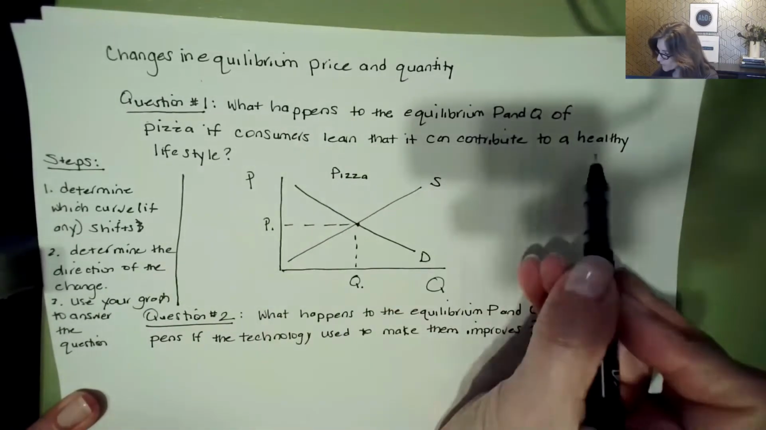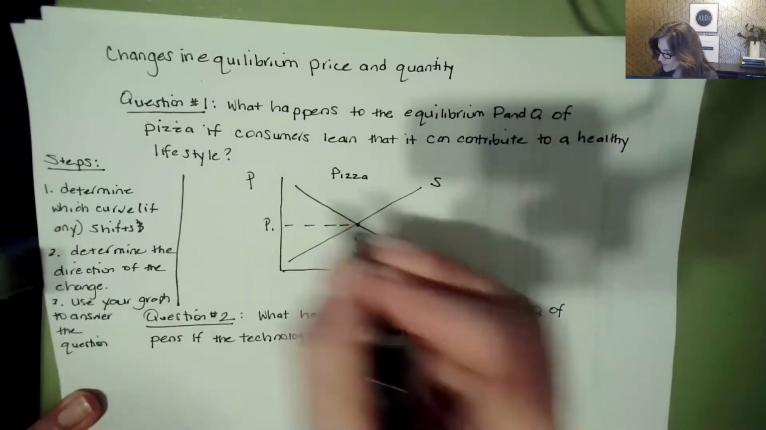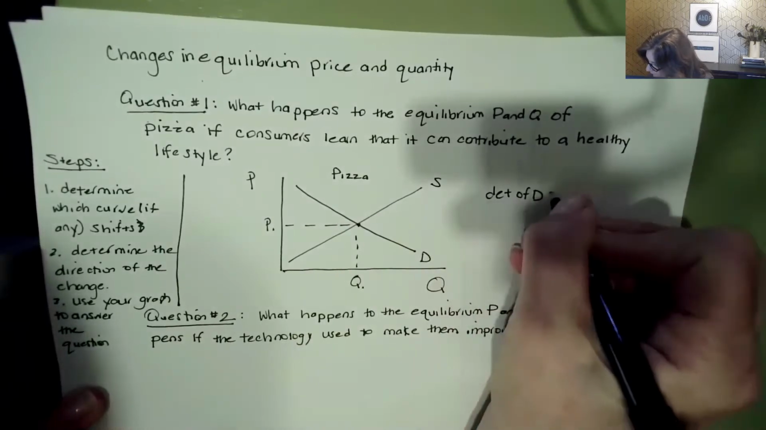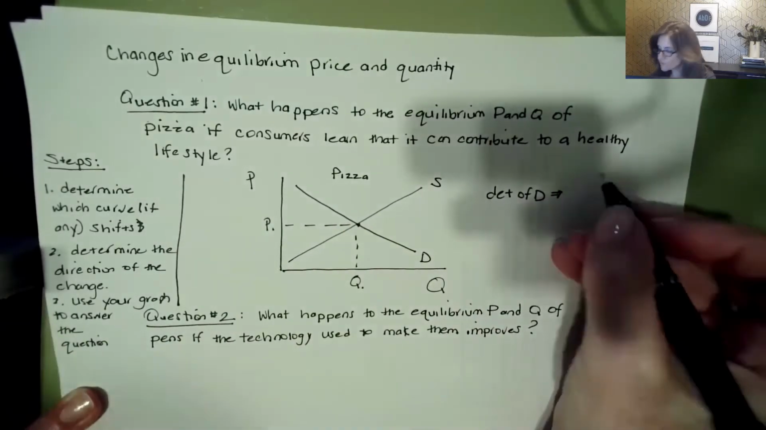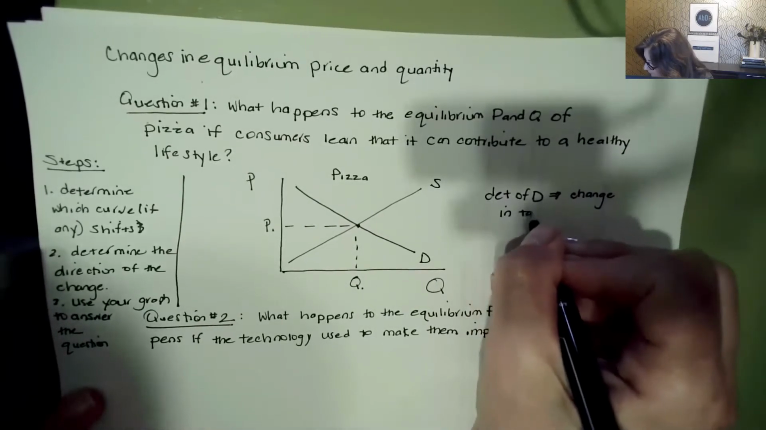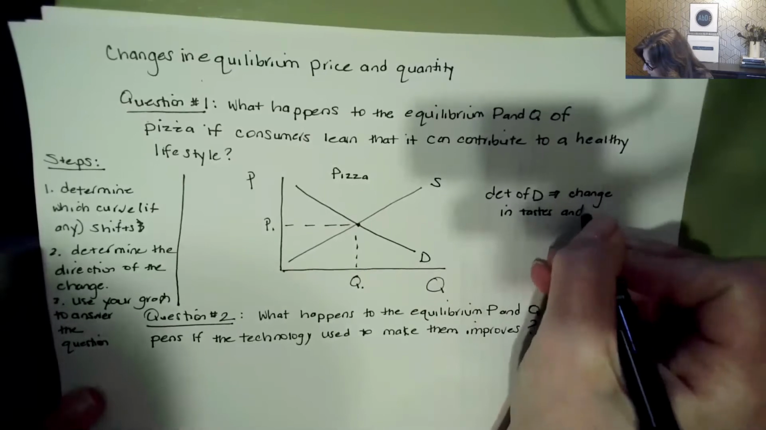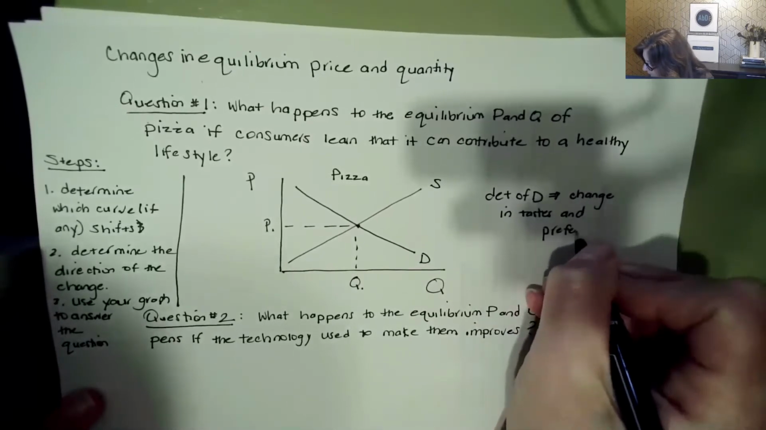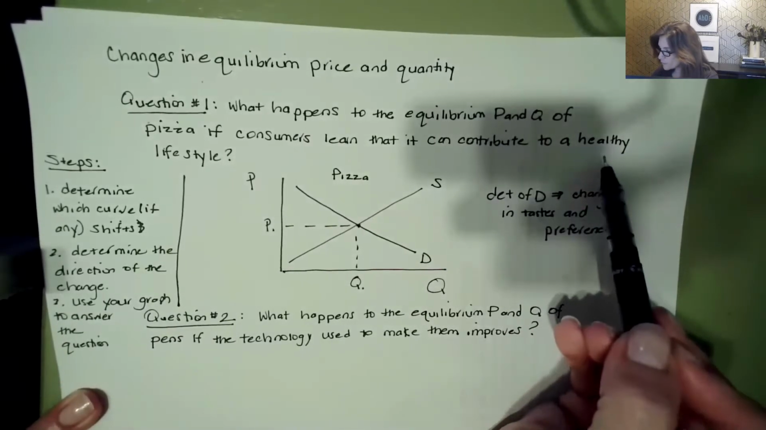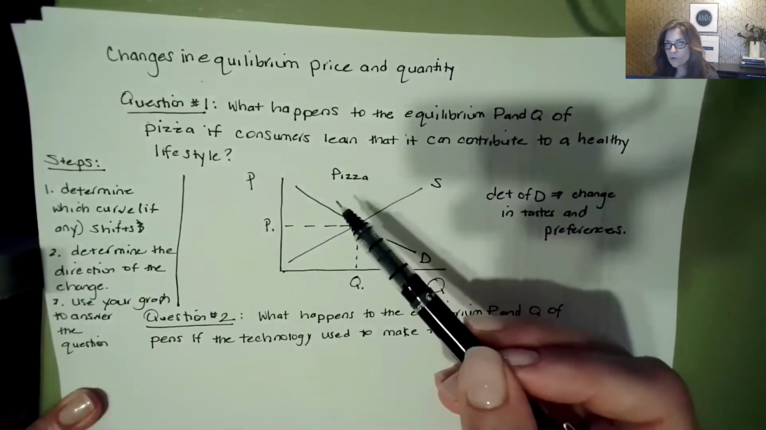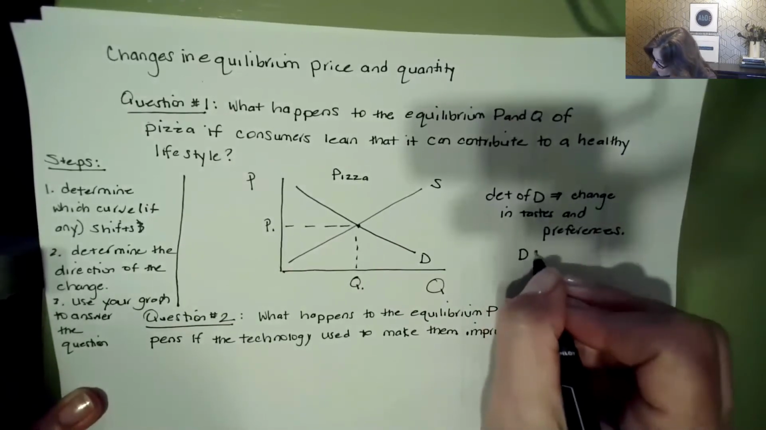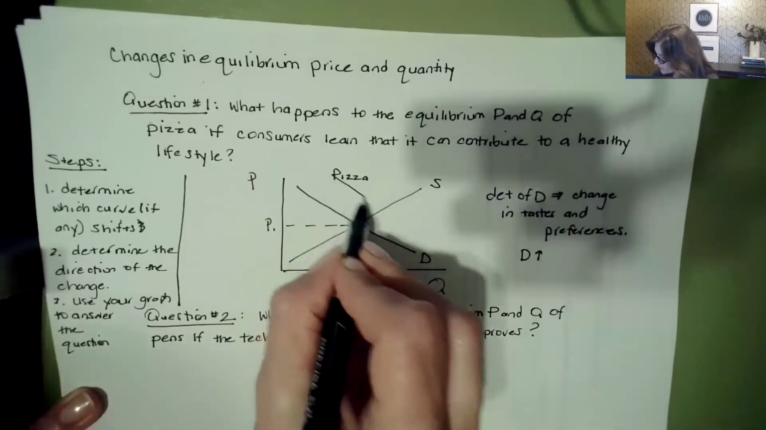So consumers learn that it can contribute to a healthy lifestyle. This is a determinant of demand. And more specifically, what we're talking about is a change in tastes and preferences. And because consumers learn that it's contributing to a healthy lifestyle, it will increase the demand for pizza at every price. So this would be an increase in demand.